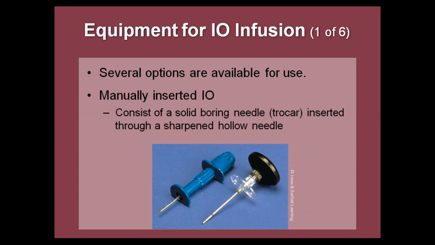Different options for equipment. We have the Easy IO here locally, but I know in some training environments they use the manual IO with the needle that is shown there, the blue one. A solid bore needle is inserted through a sharpened hollow needle, and you do a twisting.